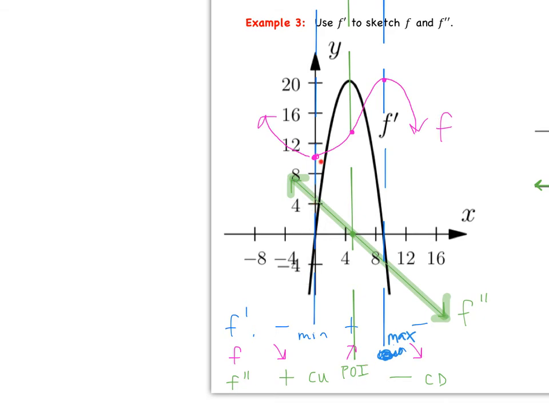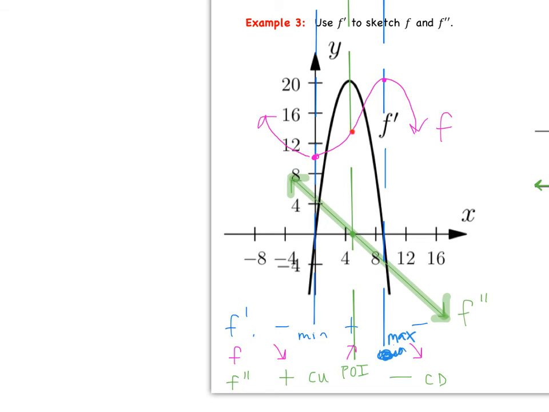Since f prime is increasing, I know f double prime is positive here, and f double prime is negative after x equals 4, because f prime is decreasing. So what does that mean? It means I'm going to have a point of inflection for f.